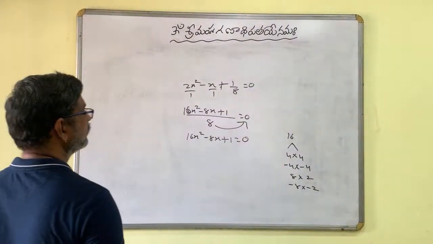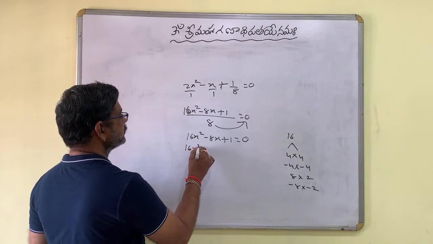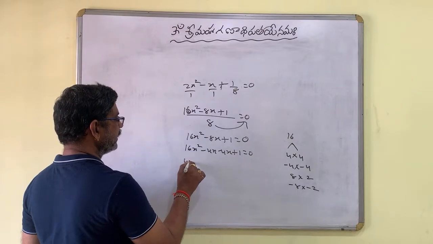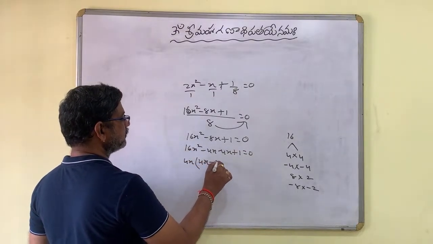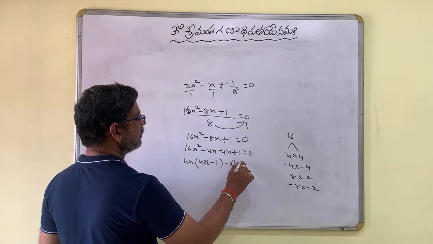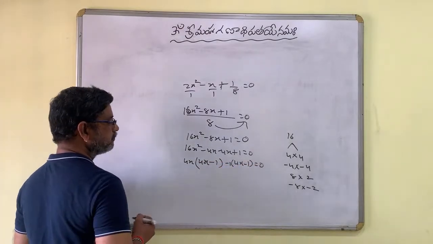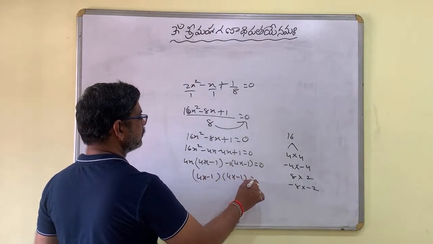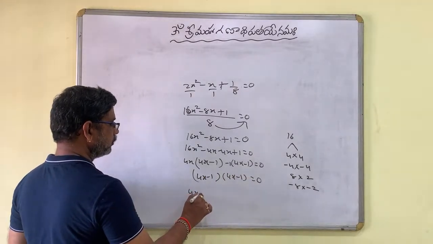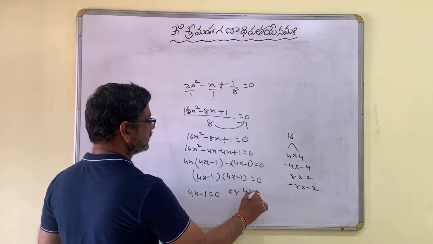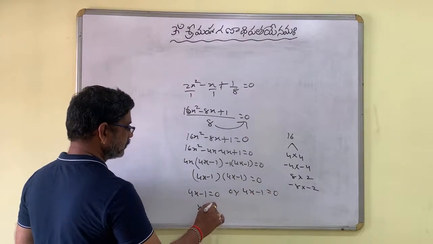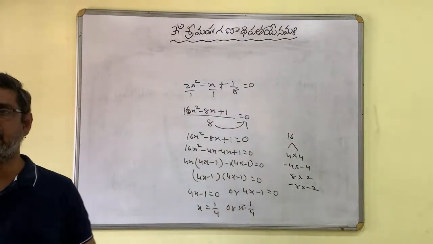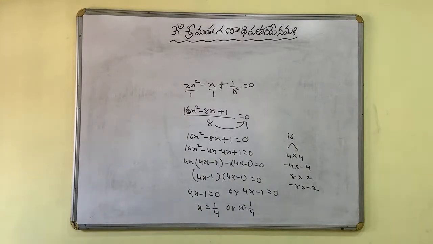So 16x² minus 4x plus 1 is equal to 0. We take 4x common over here, 4x minus 1, and minus 1 common over here, 4x minus 1 is equal to 0. So (4x minus 1)(4x minus 1) is equal to 0. 4x minus 1 is equal to 0 or 4x minus 1 is equal to 0. x is equal to 1/4 or x is equal to 1/4. Means we got equal roots.